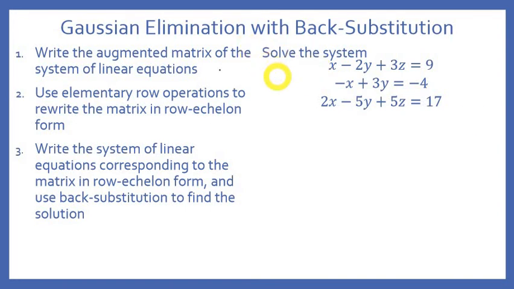So here are the steps. First, we write the augmented matrix of the system of linear equations. Then we use elementary row operations to rewrite the matrix in row-echelon form. And then write the system of linear equations corresponding to the matrix in row-echelon form and use back substitution to find the solution. So we're going to show an example of Gaussian elimination using matrices using these systems in the next video.